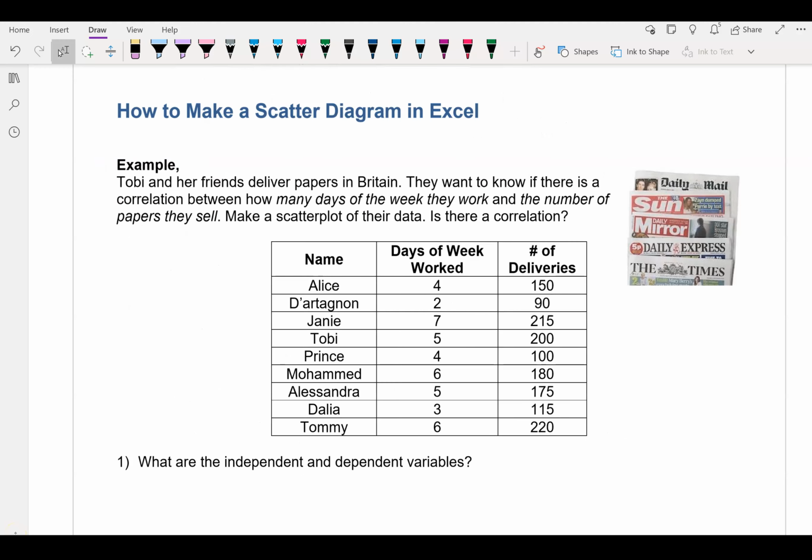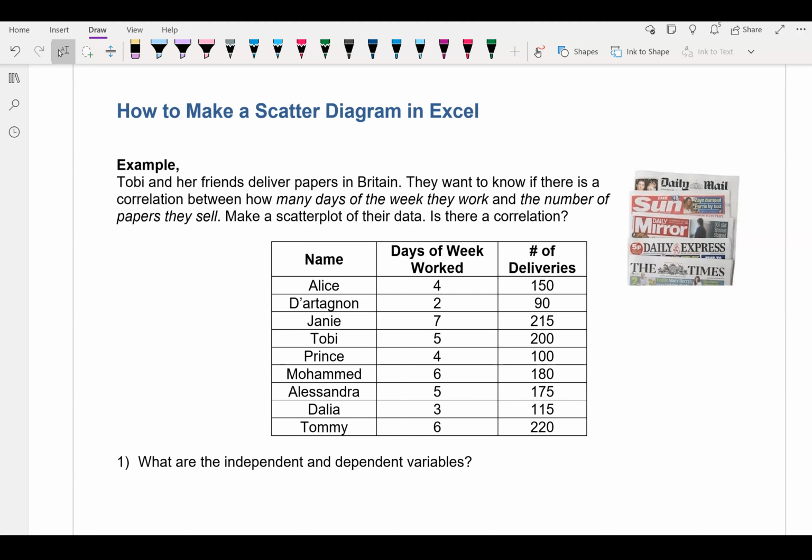So on the next page, we're getting into the nitty-gritty. We're getting into how to make a scatter diagram or scatter plot using Excel. Thankfully, Excel does most of the heavy lifting for us. So let's read the example. Toby and her friends deliver papers in Britain. They want to know if there's a correlation between how many days of the week they work and the number of papers they sell. Make a scatter plot of the data.